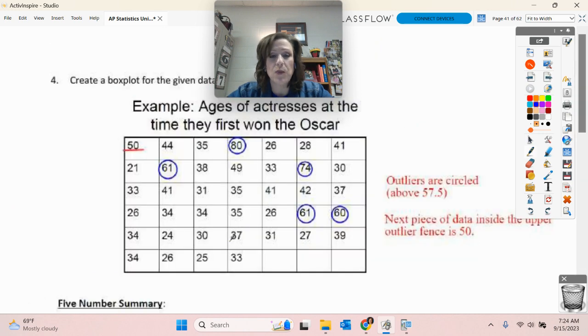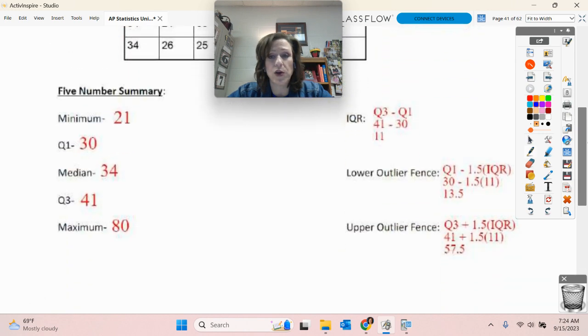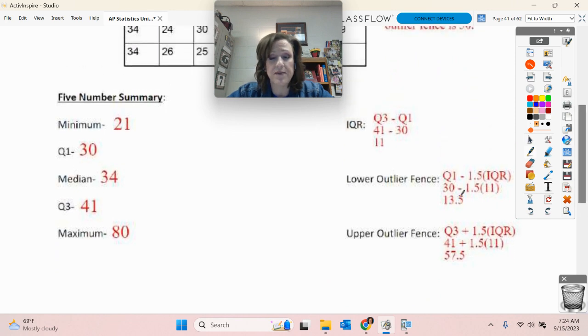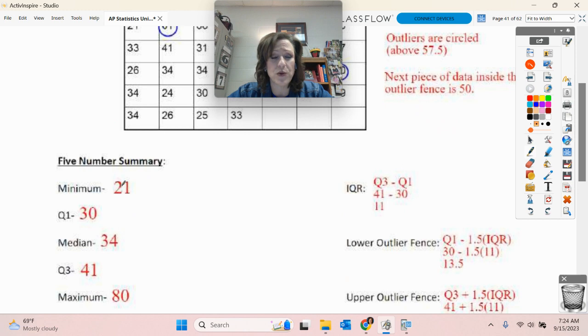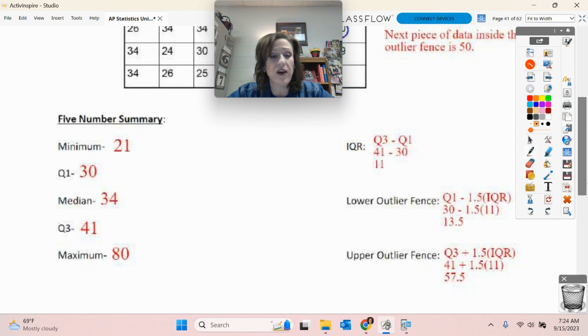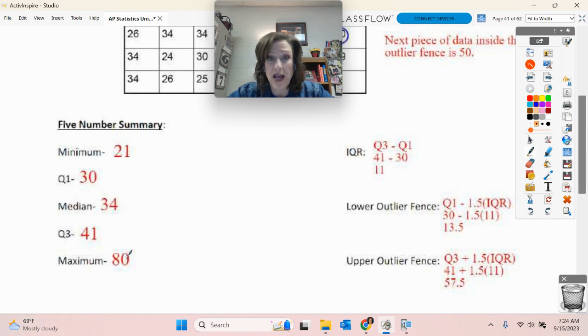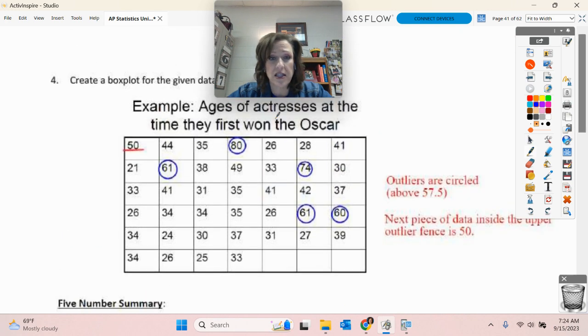And the last one. You put all this data into L1, and it does not have to be put in order. Once I come up here, 13.5 is my lower fence. So I'm going to see if I have any data below 13.5. And I do not, because my minimum is 21. So duh. And then the upper fence is at 57.5. Well, my max is at 80, so I have at least one upper outlier. If I go up here and look for all the ones bigger than that fence, I'm going to have 5 of those.